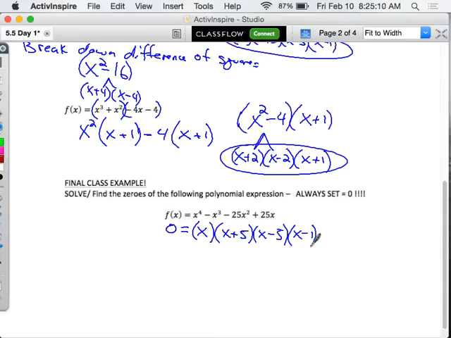Now you have to set each individual factor equal to 0 and solve. So first, take the first factor and set it equal to 0. X equals 0. There's no more work to do. That's it. That's one of our answers. X equals 0. Take the second factor and set it equal to 0. So we have x plus 5 equals 0. And solve. So subtract 5. So we get x equals negative 5.